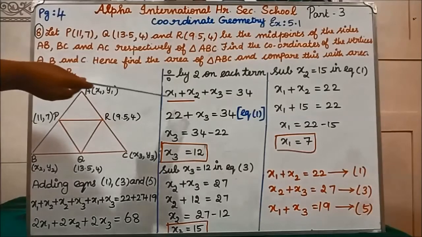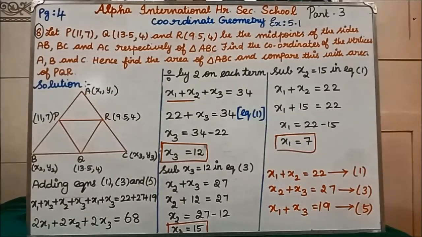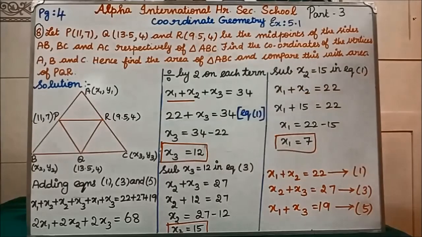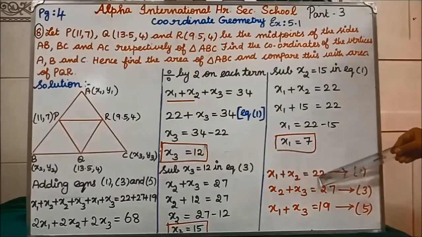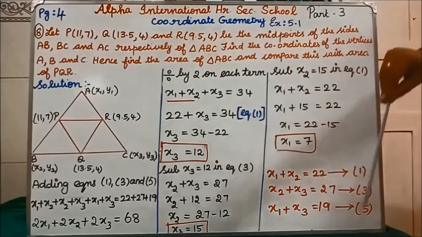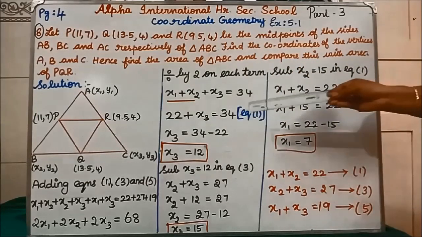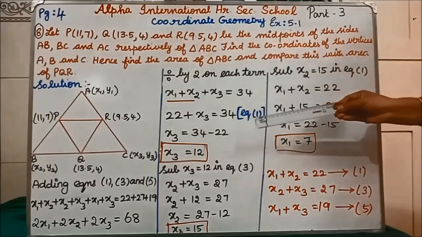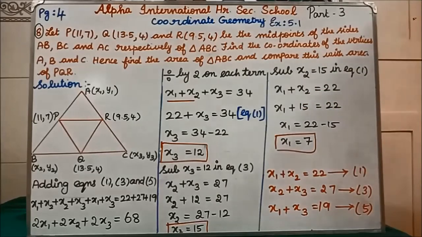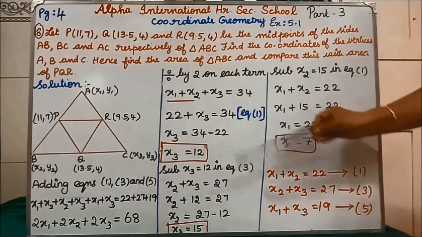Now you see here, x1 plus x2 value, what we are having here. In equation 1, x1 plus x2 is equal to 22, isn't it? So in the place of x1 plus x2 we are substituting 22. See, in bracket I have written equation 1. Here x1 plus x2 equal to 22, so I am writing 22 plus x3 equal to 34. The next step, bring this 22 this side, it will become subtract. So 34 minus 22 is 12. Clear? Now x3 value we have found, it is 12.